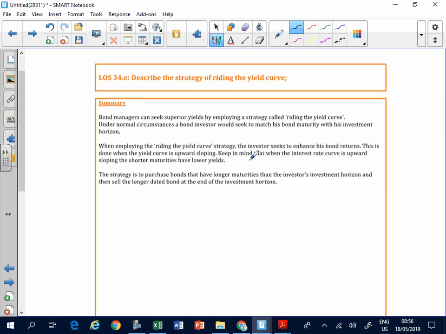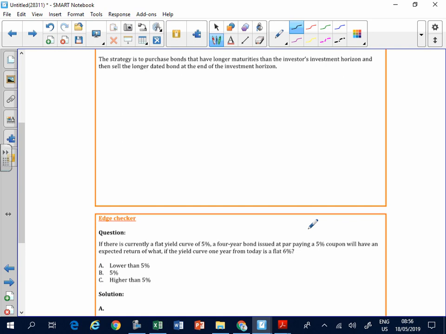Okay, so now this learning outcome statement, riding the yield curve, this is very easy. There's nothing difficult about this. First of all, what does it mean to ride the yield curve?